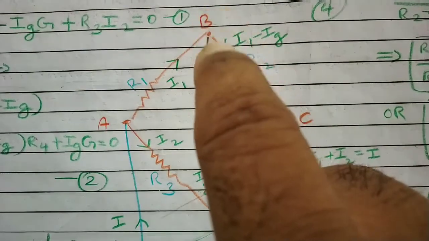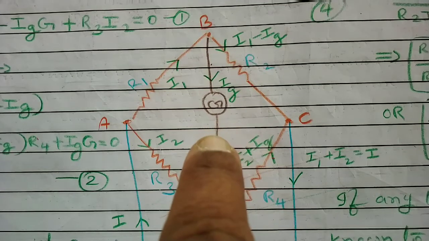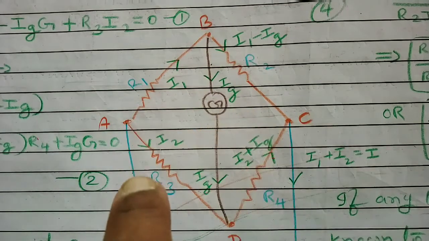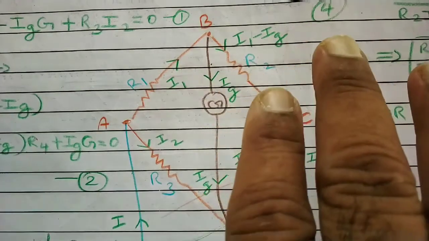And in one diagonal, say B to D diagonal, we are connecting a galvanometer, which detects current. And in another diagonal, A to C, we are connecting a battery, the source of the EMF. This is called Wheatstone Bridge.